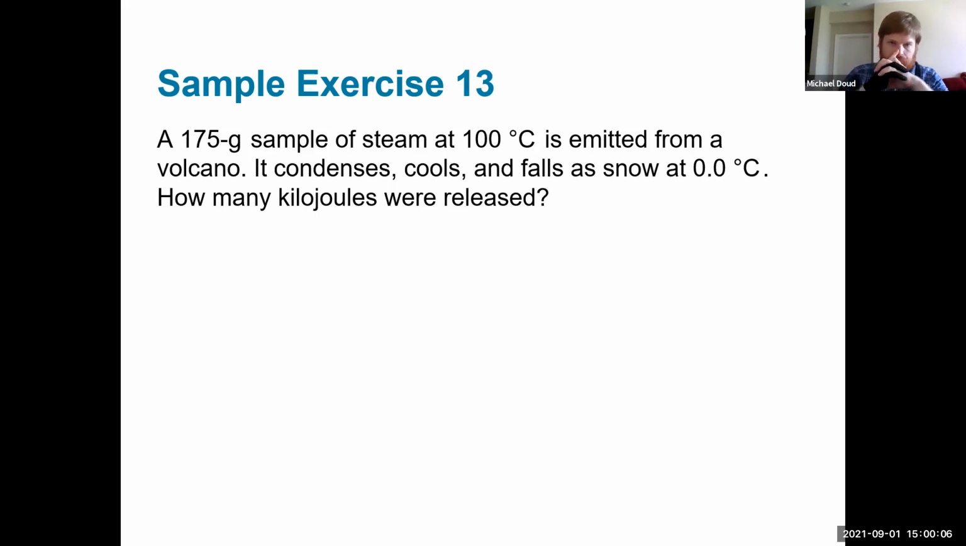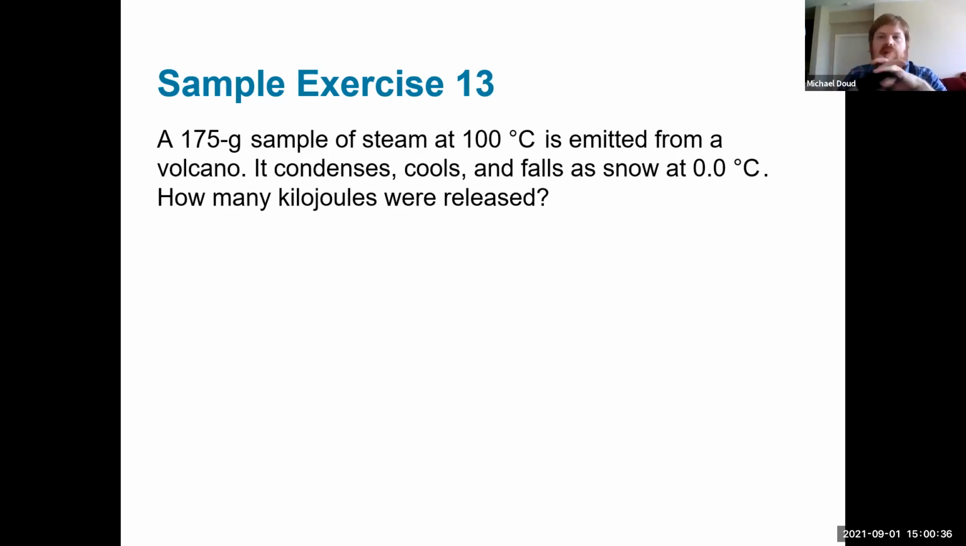So, okay, it's a 175 gram sample of steam emitted from a volcano at 100 degrees Celsius. It condenses, it cools, and it falls as snow at 0 degrees Celsius. So how many kilojoules were released in this process? So go ahead, pause the video now if you're pretty confident about how you're going to solve it. And then I'll give you a hint, then one more hint, and then I'll show you how to answer the problem.